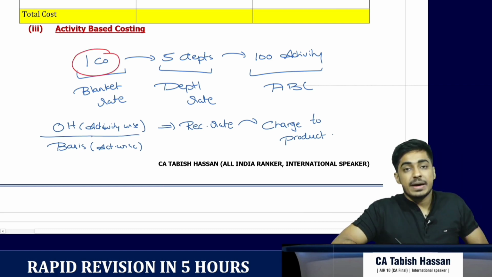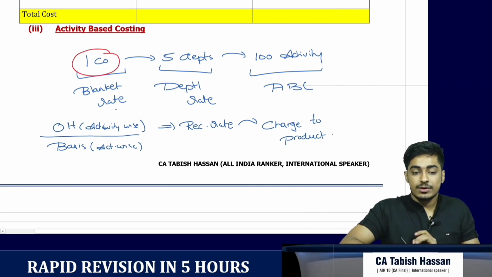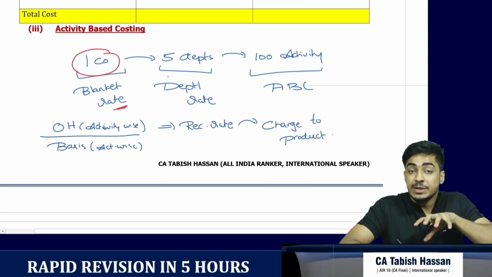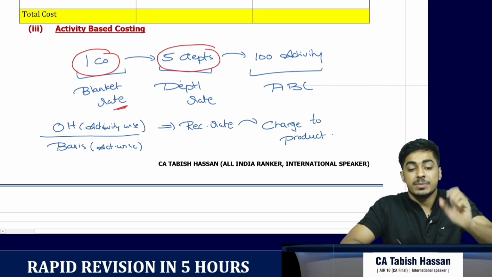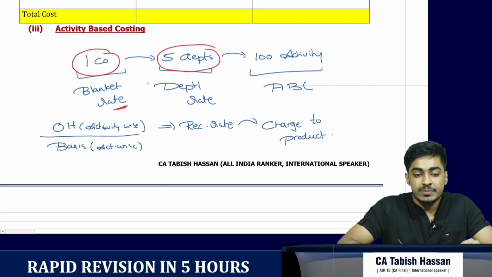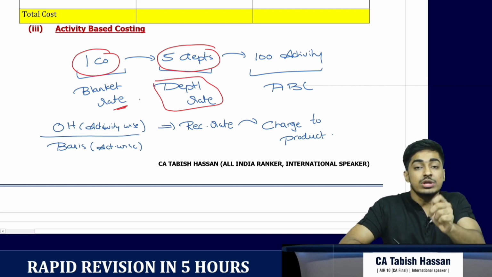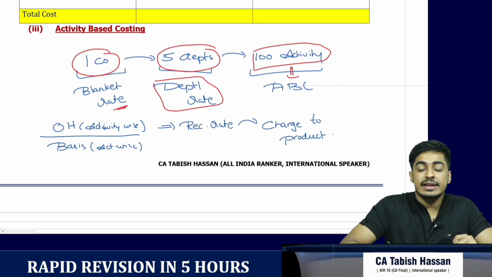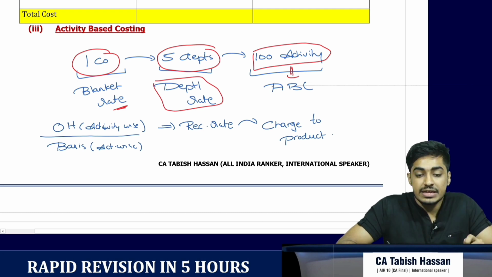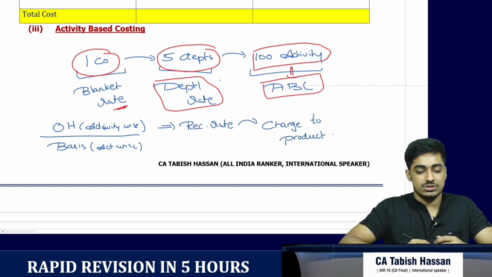If you are comparing the total overheads of the company, what we get is blanket rate. Then we go deeper. We get to the departments. So we say we have 5 departments. So now for every department we are calculating, it is called departmental rate. We go even deeper. We go to individual activities. So we got 100 activities. So now we are calculating the recovery rate for every activity. It is called as activity-based costing.